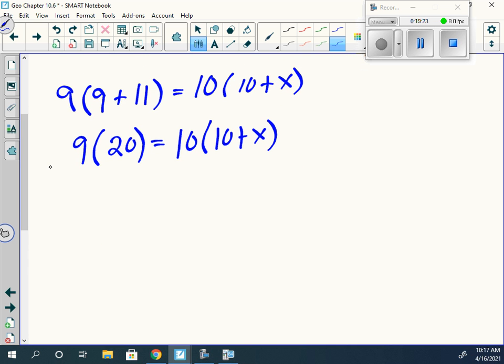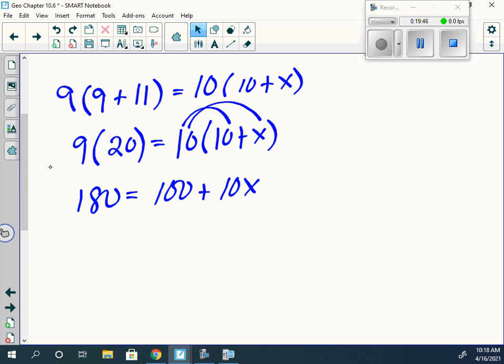So any questions on what we've done so far? Now at this point here we can do 9 times 20, which is 180, is equal to, well, we do have to distribute, and 10 times 10 would be 100 plus 10x, because 10 times 10 would give us 100, and 10 times x is 10x.